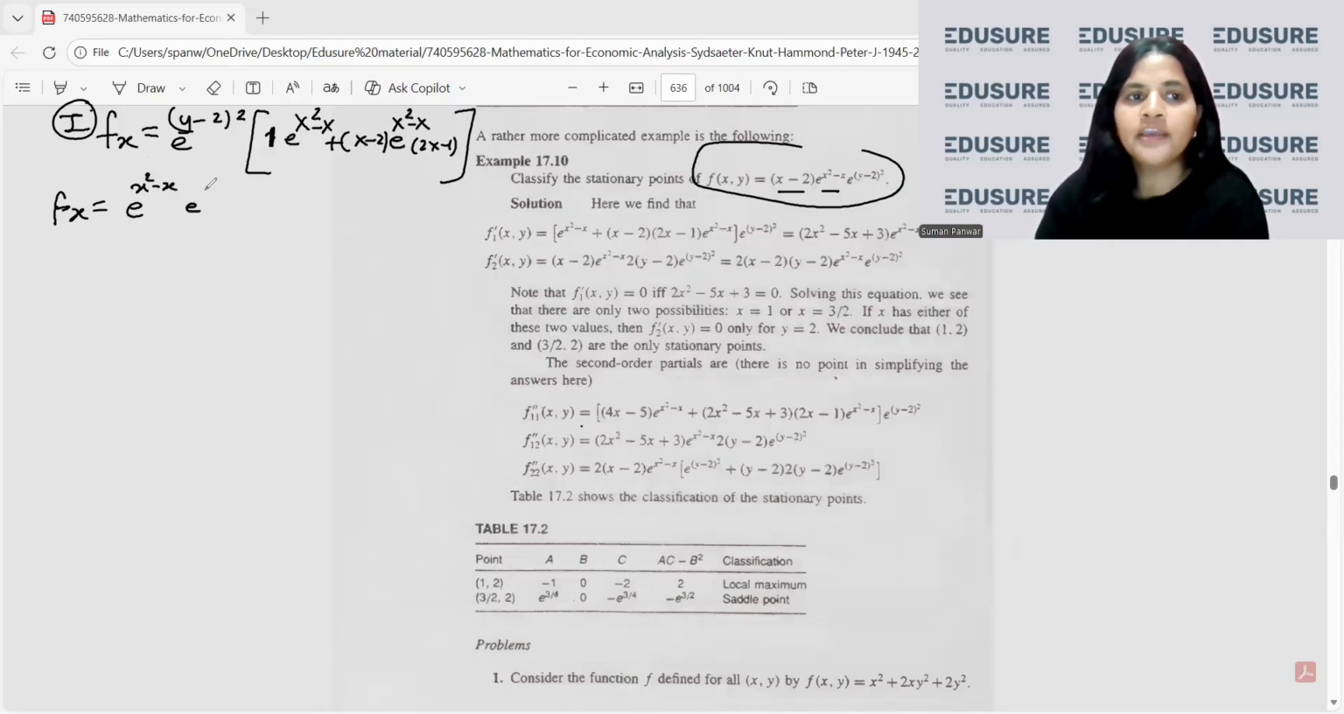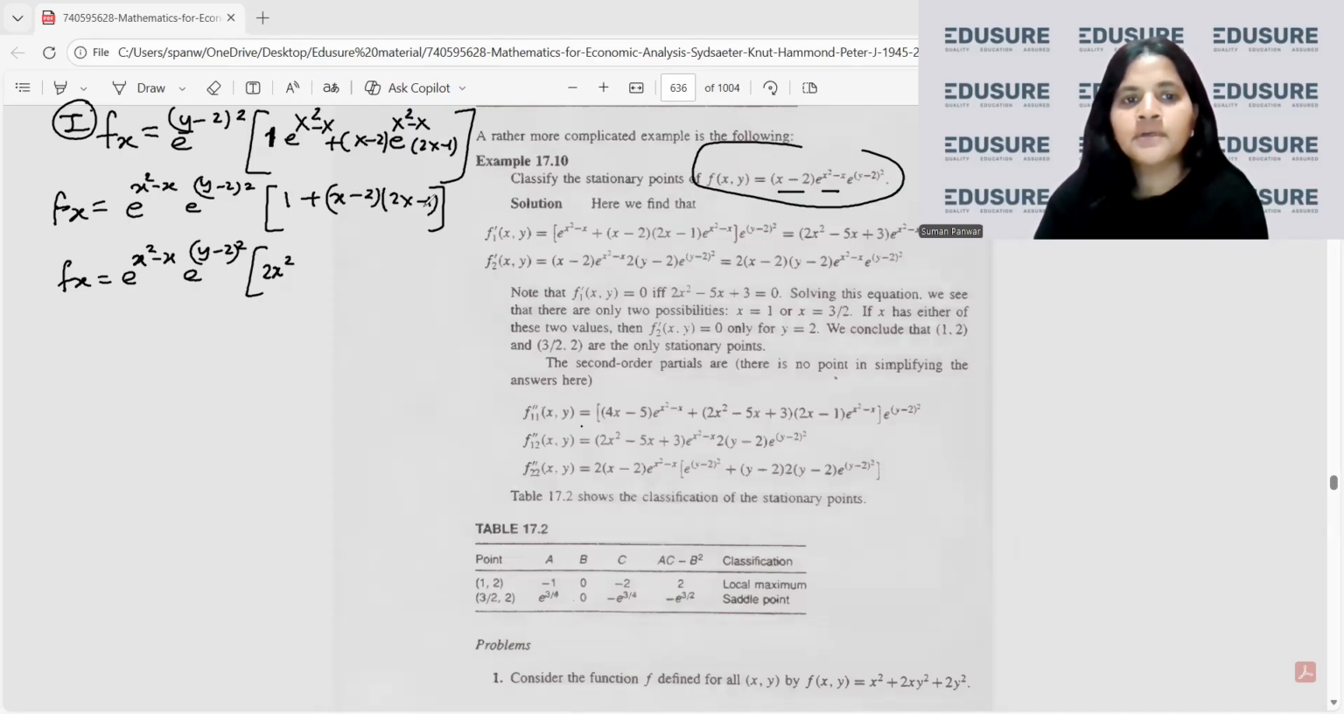So if you look at your fx, it will now be e to the power x² - x common, (e^(y - 2))² came along, and inside I am having 1 + (x - 2)(2x - 1). So fx is e^(x² - x) (e^(y - 2))². If I solve this, it is 2x², and then -x - 4x, which is -5x, plus 2 + 1, which is 3.